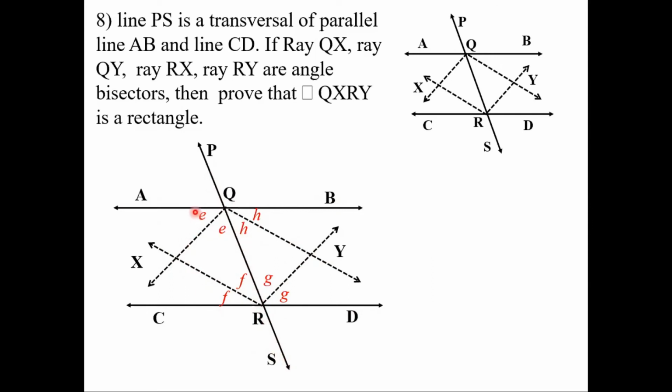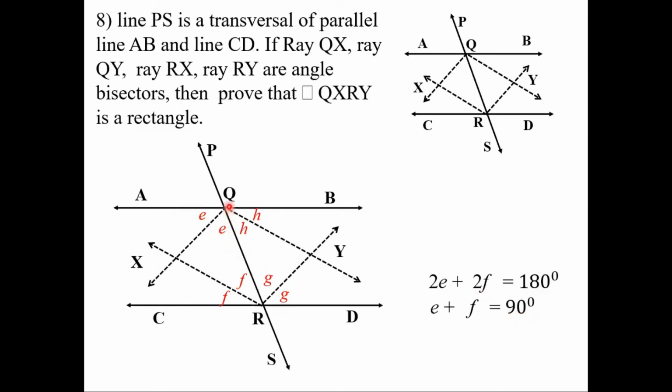Then we can say that the addition of interior angles is 180 degrees, meaning angle E plus E means 2E, and angle F plus F means 2F. So 2E plus 2F is equal to 180 degrees. If we divide this entire equation by 2, we get E plus F equal to 90.